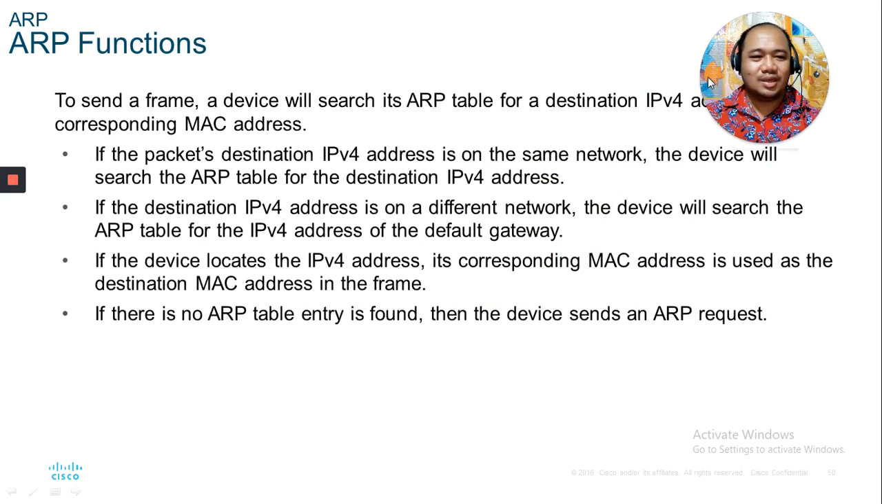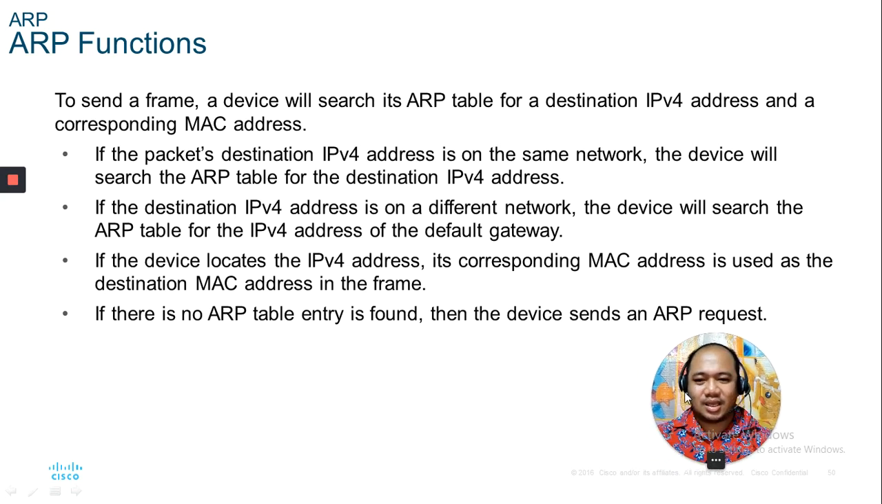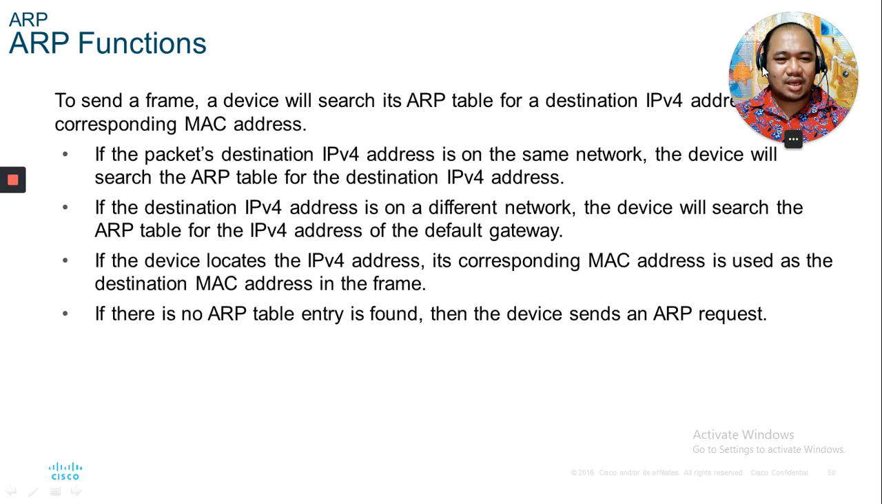ARP functions. So what are the functions? To send a frame, a device will search its ARP table for the destination IPv4 address and a corresponding MAC address. If you type arp -a, you will see the MAC address of your router there. So if you want to communicate with a remote network, the MAC address of your router will be used. If the destination IPv4 address is on the same network, the device will search the ARP table for the destination. If the destination IPv4 address is on a different network, the device will search the ARP table for the IPv4 address of the default gateway, which is your router. If the device locates the IPv4 address, its corresponding MAC address is used as the destination MAC address in the frame.